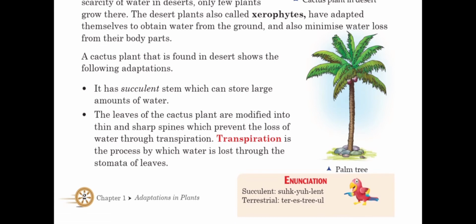It has a succulent stem which can store a large amount of water. The leaves of the cactus plant are modified into thin and sharp spines which prevent the loss of water through transpiration. Transpiration is the process by which water is lost through the stomata of the leaf.